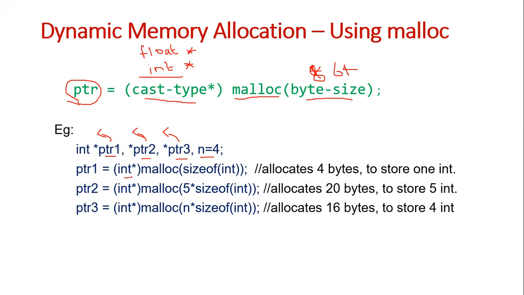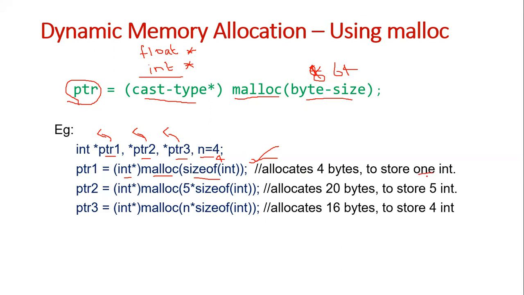ptr1 is equal to int star malloc size of int. This sizeof is an operator which will give the size of integer. So the size of integer is 4. This integer occupies 4 bytes of memory. So this will return 4. So it means malloc 4. This statement will allocate 4 bytes of memory, and whatever memory is allocated is typecast to integer type. That is, in that memory, an integer value can be stored. So this is what this statement will do. It will allocate 4 bytes of memory to store one integer.